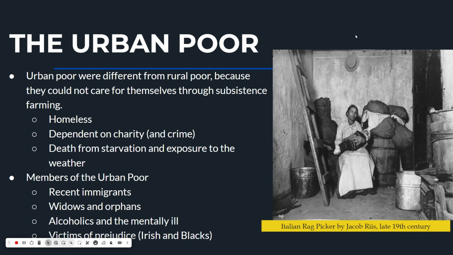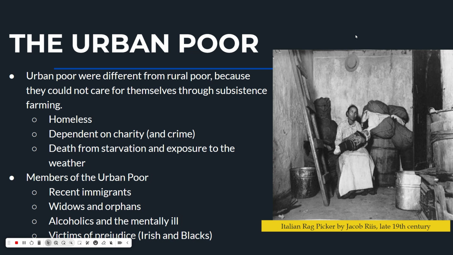We also see an increase in the laboring poor. The urban poor were different from the rural poor, right? The rural poor really survived through subsistence farming, just focusing on eating hand to mouth. The urban poor have higher rates of child mortality, infant mortality, and a lower life expectancy.